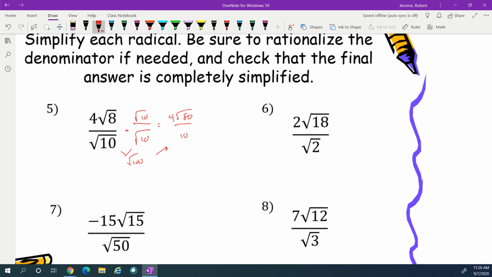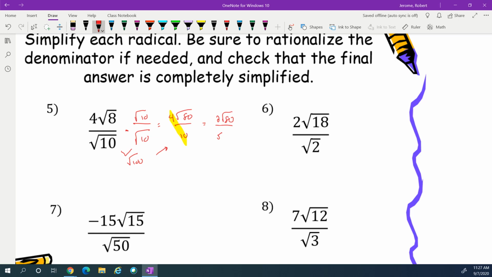Now check it out. We've got a 4 and a 10 on the outside. Well, 4 over 10, that reduces. So we can reduce that to a 2 over 5. And we're going to bring the 80 with it. But remember, we have to simplify the square root of 80.